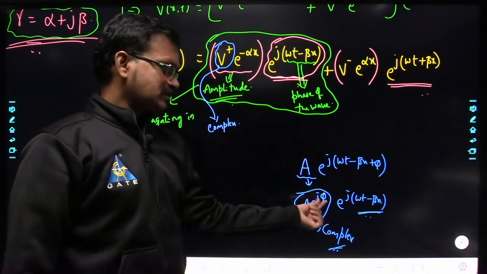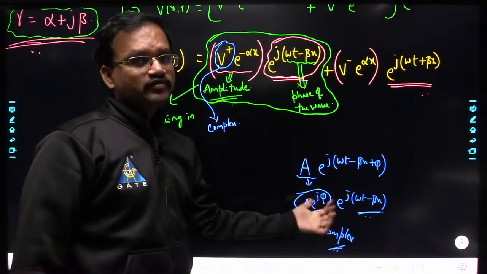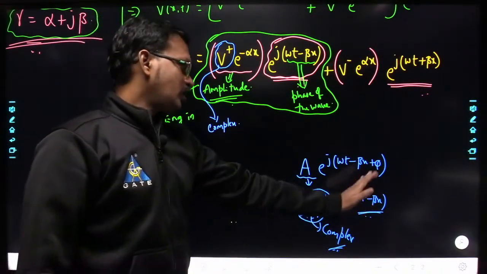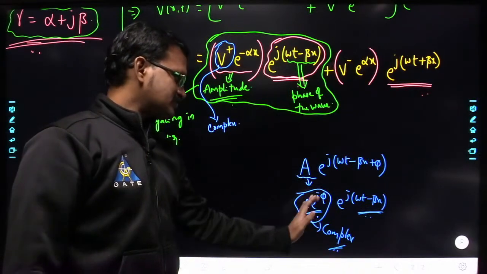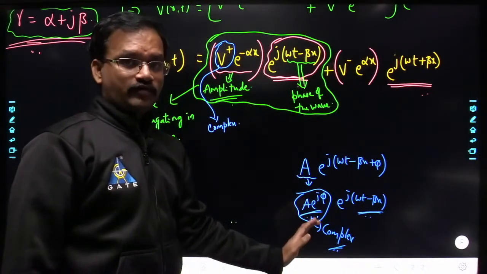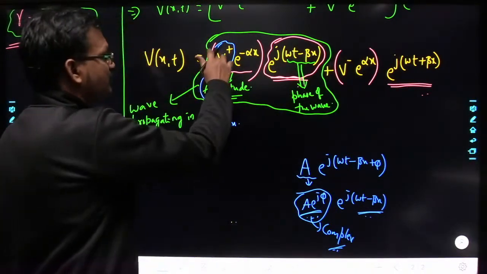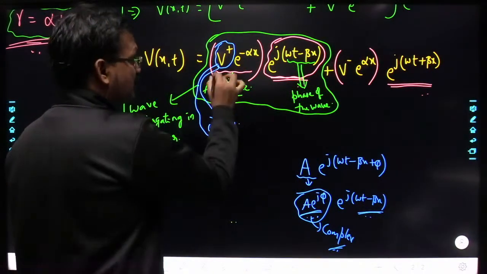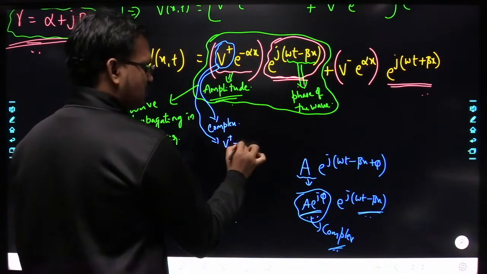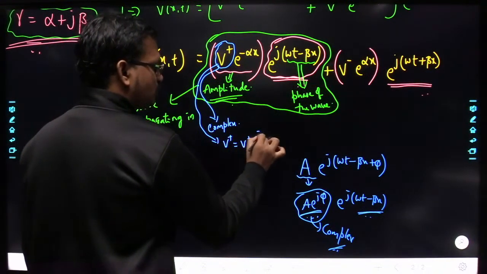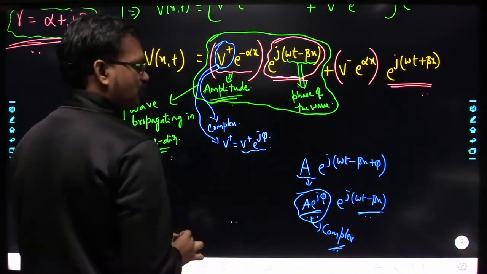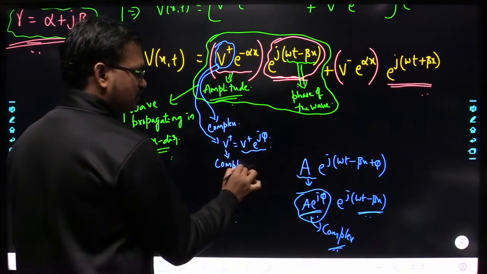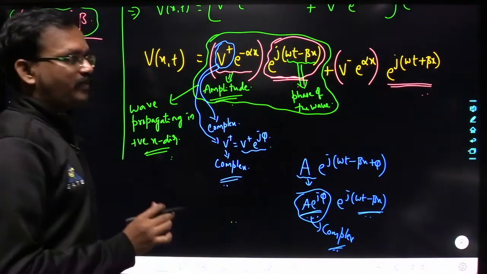This function is having some phase shift phi. Understood? That is called the initial phase shift. We always include this initial phase shift inside the amplitude of the wave. So here V plus is equivalent to V plus into e power j phi. Hence this V plus, you have to treat as a complex quantity.